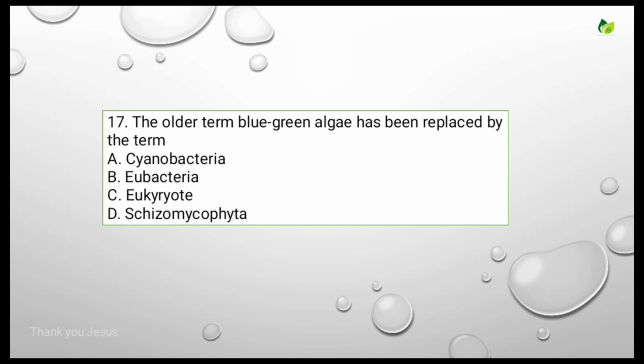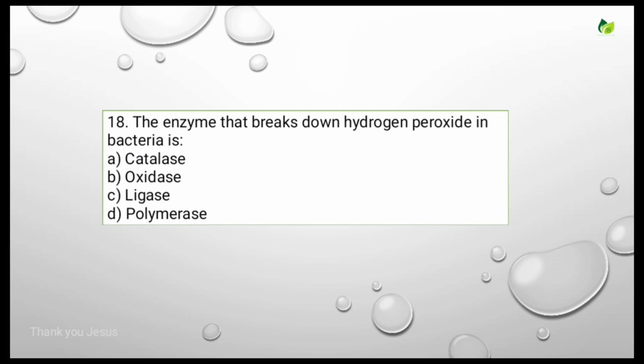The older term blue-green algae has been replaced by the term. Options are cyanobacteria, eubacteria, eukaryote, mycophyta. So for this, the correct answer is cyanobacteria. Blue-green algae are also called cyanobacteria. Let's see the next question.